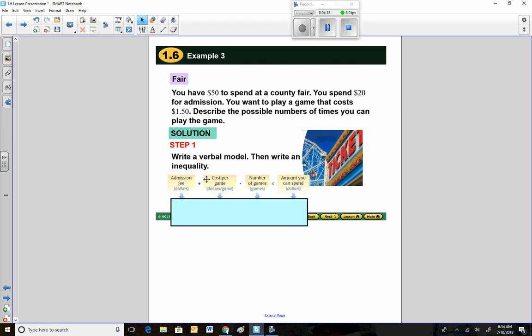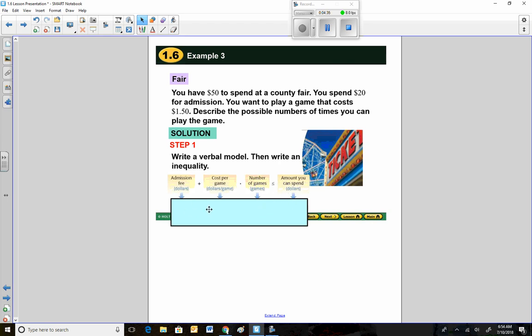So let's think about this verbally. You've got to pay the admission fee, plus every game costs you money, times the number of games. That will be the amount of money that you spend. Now you only have $50 to spend. Well, only. That's a lot of money. But you have to spend less than $50 or equal to it. They don't give you credit, so you can't spend over $50.